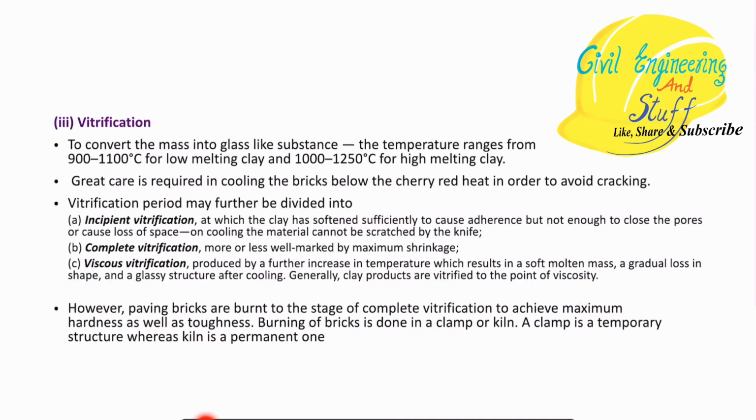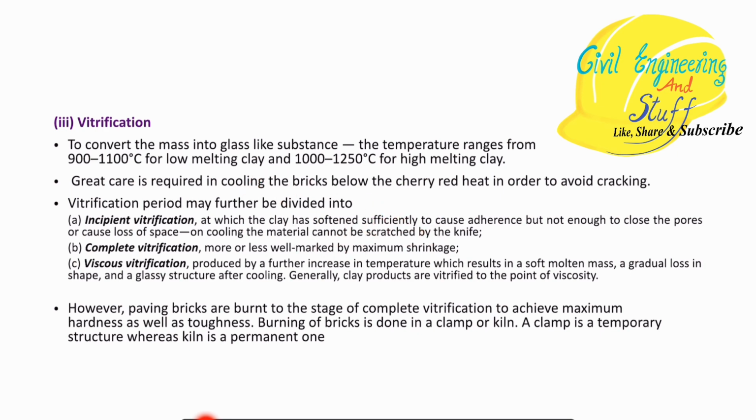of iron takes place. Then we have the final stage of the burning, that is the vitrification, and the range of temperature at which this vitrification happens is 900 to 1100 degrees Celsius, right? Now this vitrification process can, depending upon the finishing, be divided into three. The first is the incipient vitrification, right? In incipient vitrification, the outer part of the brick solidifies, while the inner core part still remains softened, right?